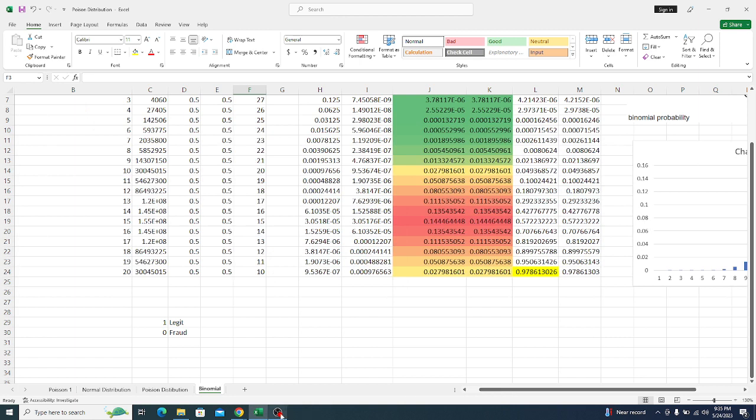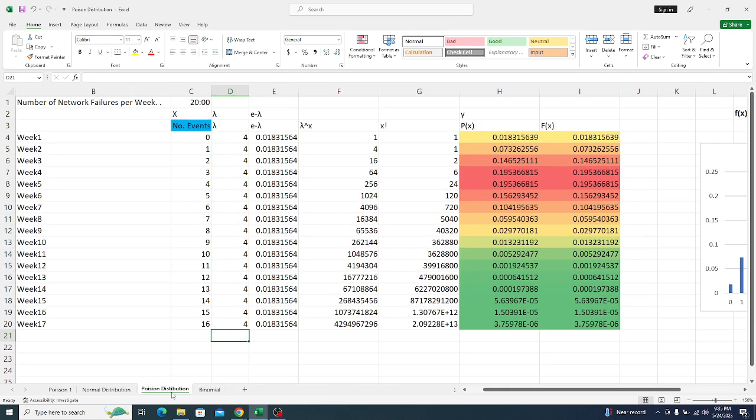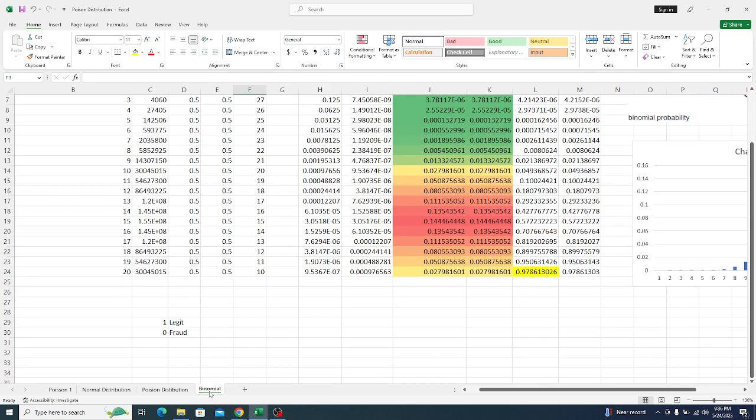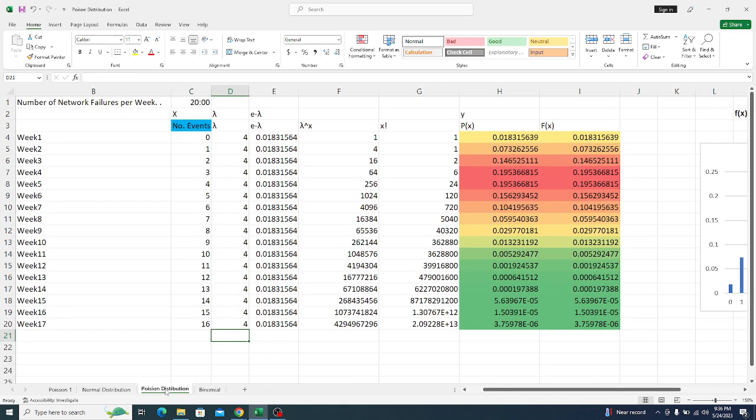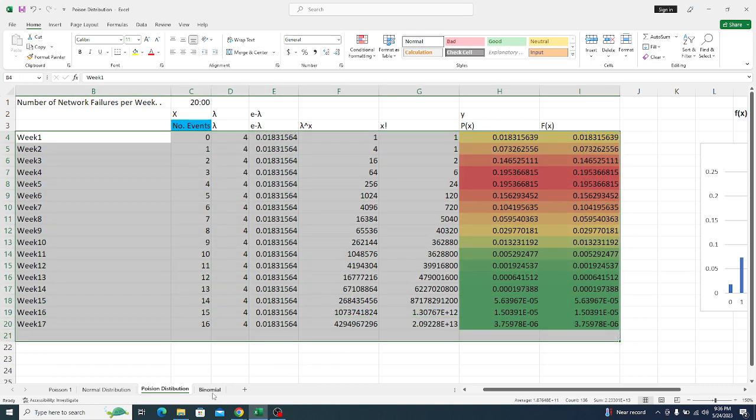Any question under binomial distribution? Okay, good. So we are done with the Poisson distribution, and then binomial distribution.